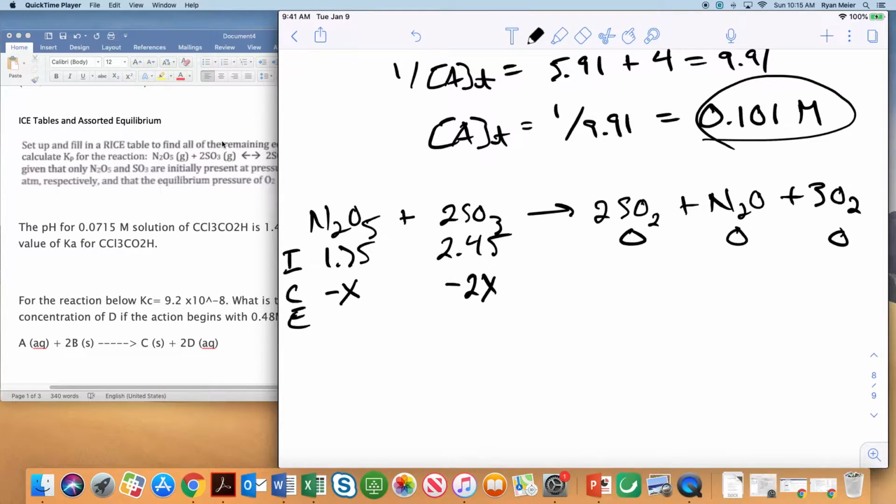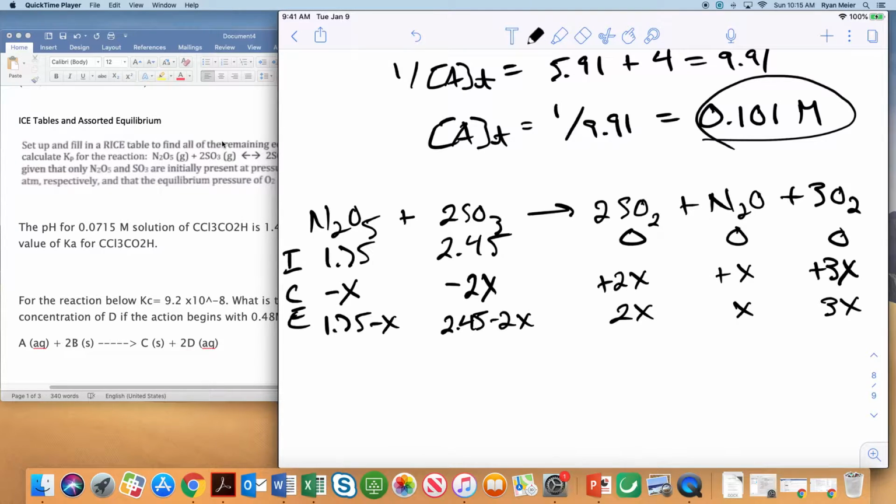And then for the SO2, and in all of our products, these are going to be increasing. And again, pay attention to stoichiometry. So I'll have plus 2x for SO2, plus x for N2O, and plus 3x for the O2. And then for the end of this, we can write our equilibrium amounts in terms of x to start. So 1.75 minus x, 2.45 minus 2x, and we'll have just plain 2x, x, and 3x. So there's our ice table that's fully filled out.